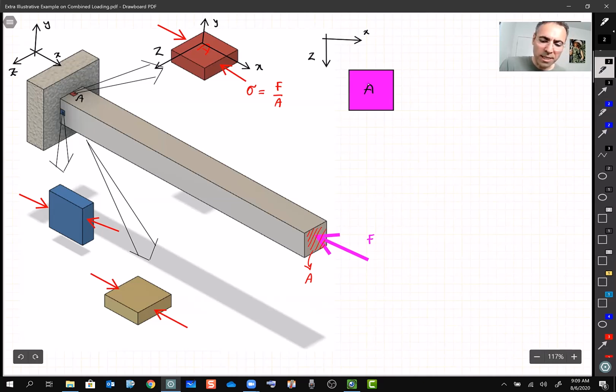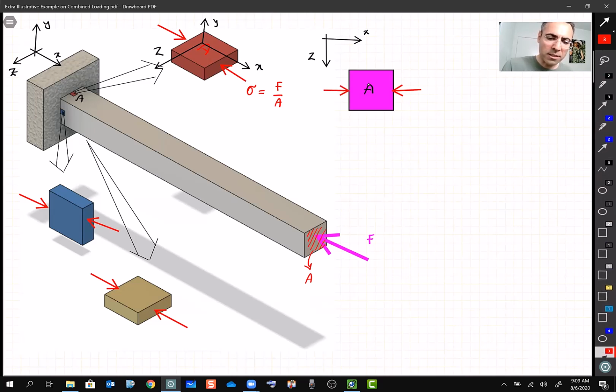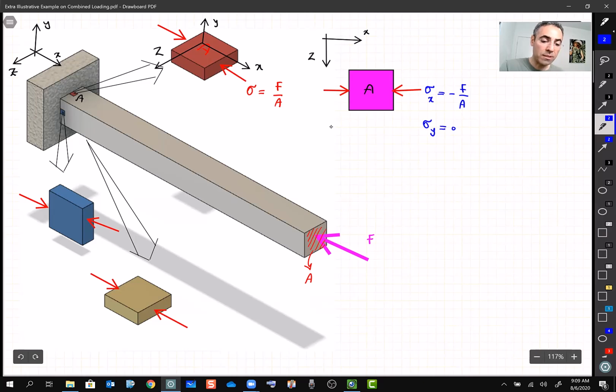So this is our 2D element here, and this 2D element has one stress like that, and following this orientation that we decided, it's going to be sigma X then, right? And sigma X is minus F divided by A, because it's under compression, right? And in this element, we don't have sigma Y and, sorry, sigma Z, because our axis is Z, right? In Z direction, we don't have anything. And also tau xz is equal to 0. All right?